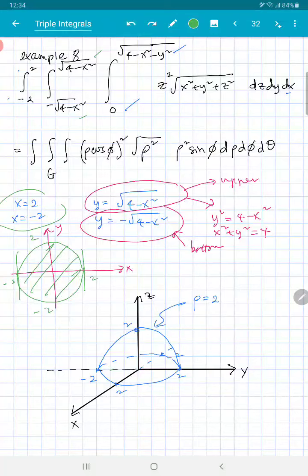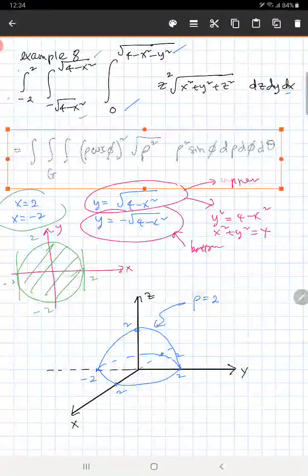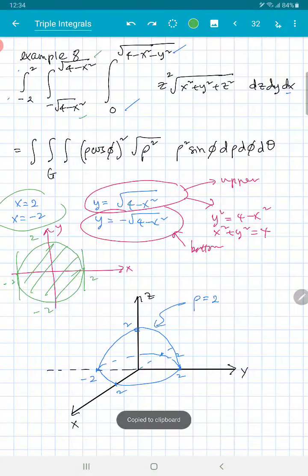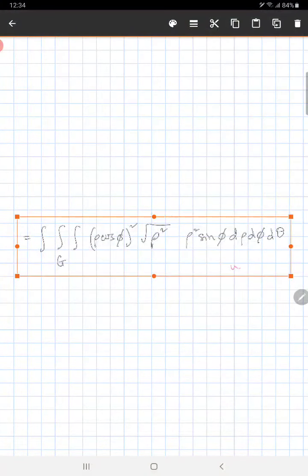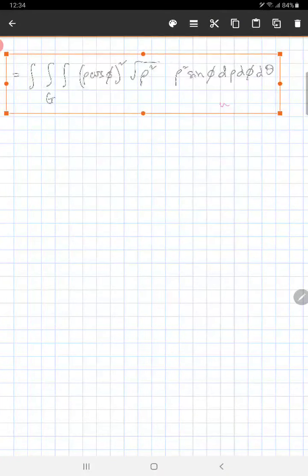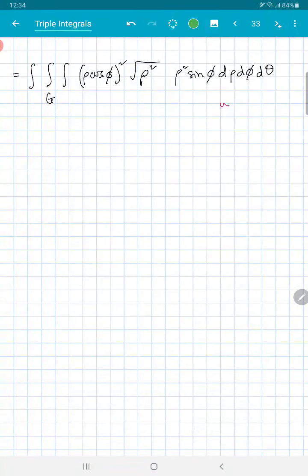Okay, so now we're going to evaluate or get the limits for our triple integral. I'm going to copy this to the next page. Alright, so here we have paste. Now let's get the limits for rho, phi, and theta. Okay, so the integrand is still the same.